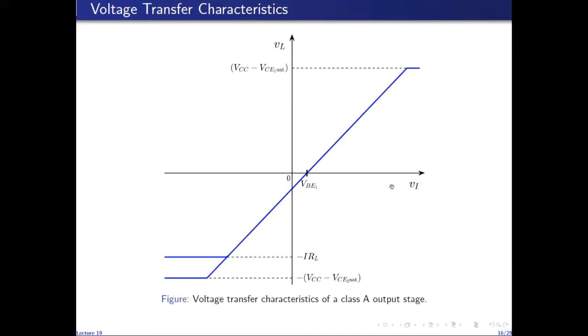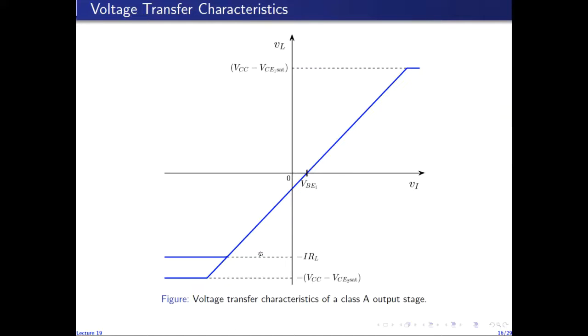So as VI, as VL increases, it can go up to a maximum of VCC minus VCE sat, because beyond this value, Q1 will enter saturation mode. So VL cannot go beyond this value. It will get saturated at this value.